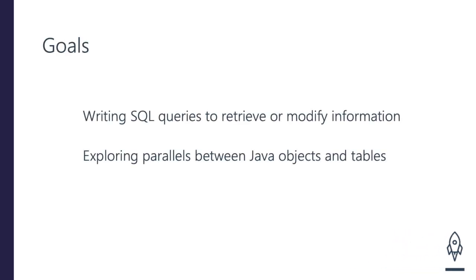What we're trying to accomplish here is to write the SQL queries to retrieve or modify information from our database tables. We're also going to be exploring the parallels between Java objects and tables to really see the similarities and differences between Java and our database table information.